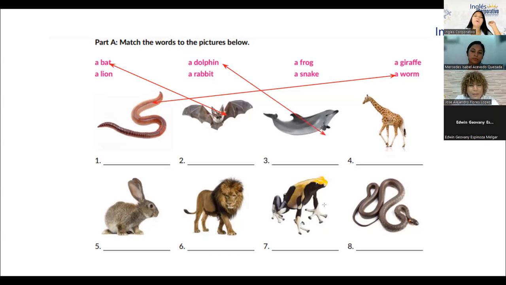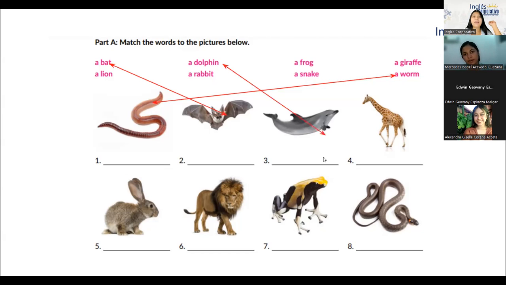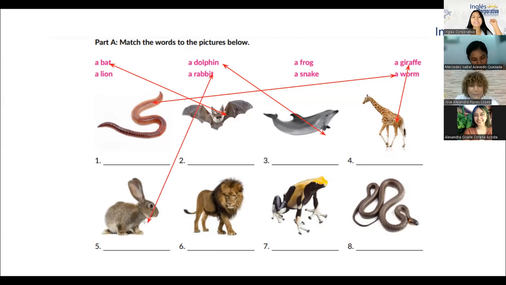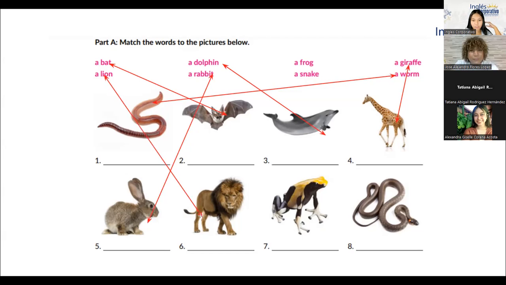Yes. Number four. A giraffe. Yes. Number five. A rabbit. Number six. A lion. Number seven. A frog. Yes. And number eight. A snake. Okay. Do you like dolphins?